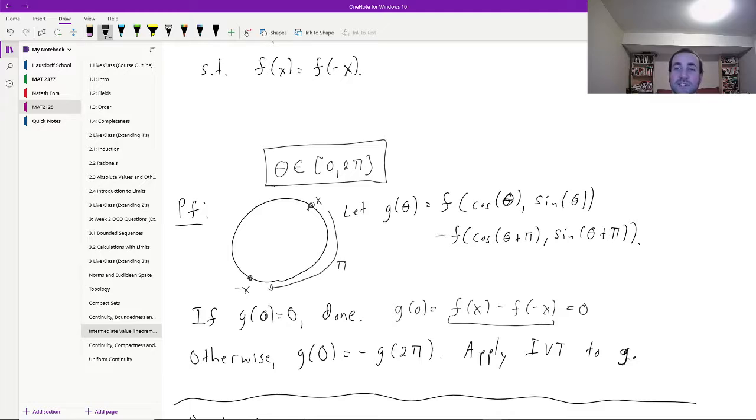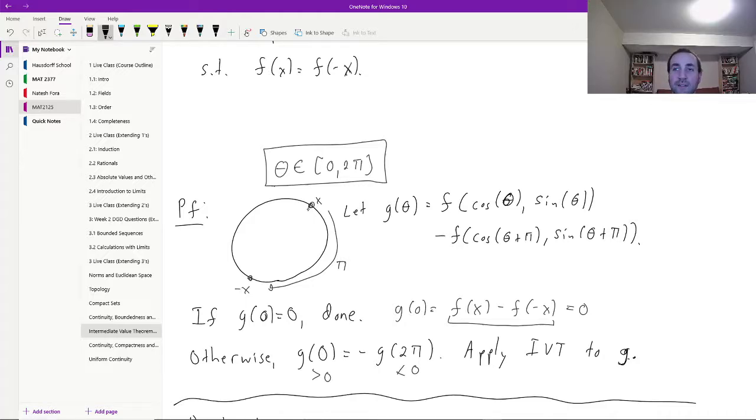Okay, let's assume that g of 0 is not equal to 0. Well, then when we go through this whole thing, we notice that g of 0 is actually equal to minus g of 2 pi. So this thing we can assume without loss of generality is bigger than 0. This thing is strictly less than 0 because it's minus of the first thing.